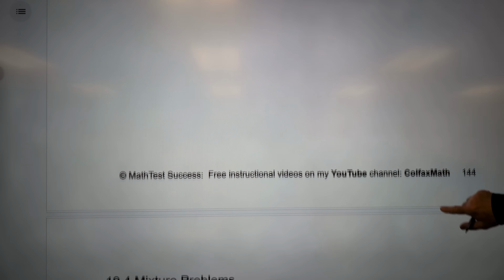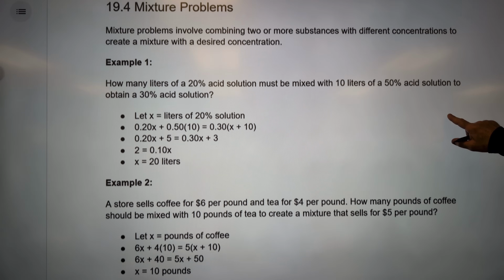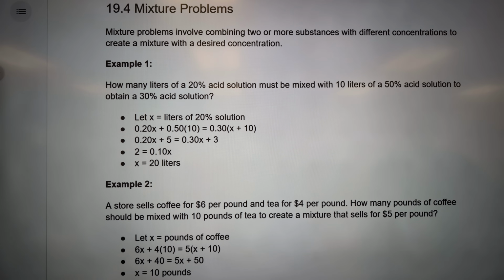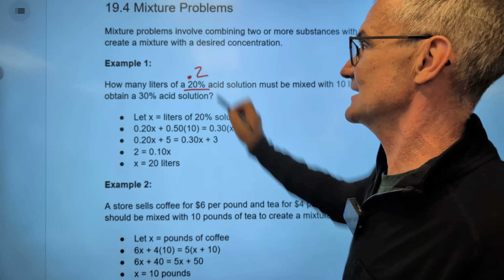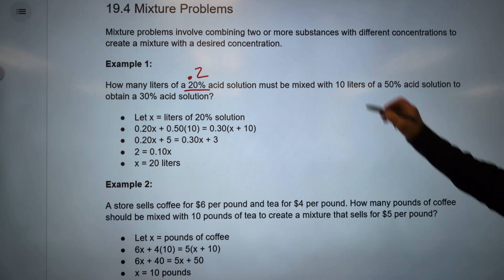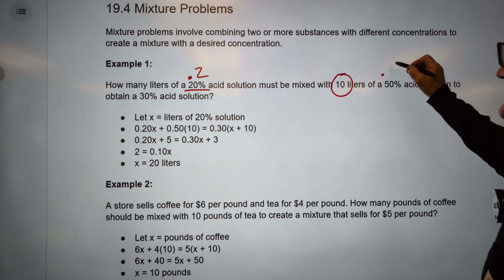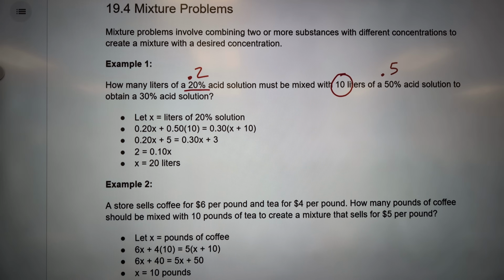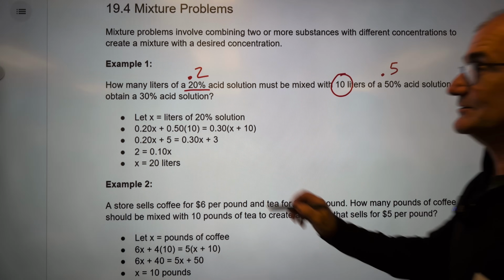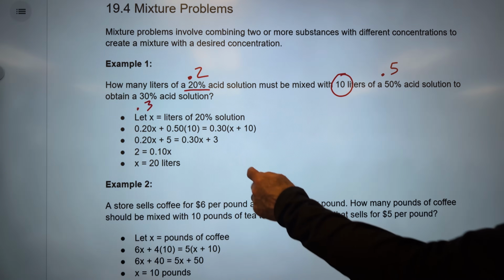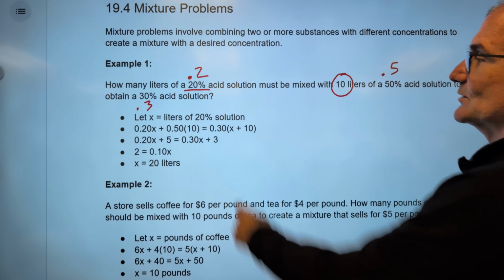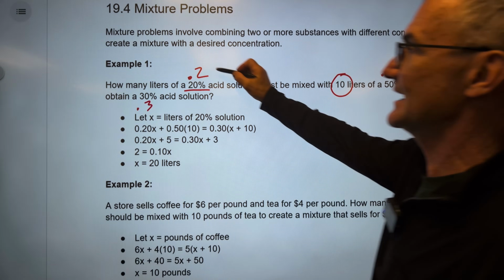Okay, moving right along here. Mixture problems. These are classics, and these aren't really very easy, but let's go ahead and take a look at them. So how many liters of a 20% acid solution, we'll convert that right to a decimal, must be mixed with 10 liters of a 50% acid solution to attain a 30% acid solution? So X is going to be the number of liters of the 20% solution. So we're going to call that X.